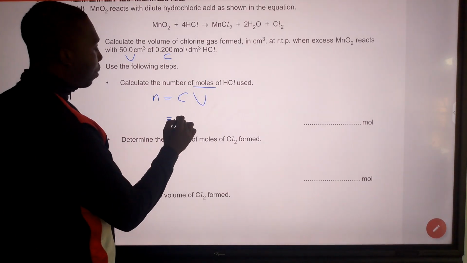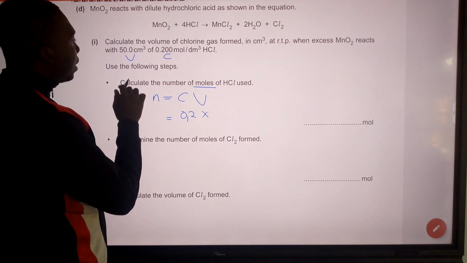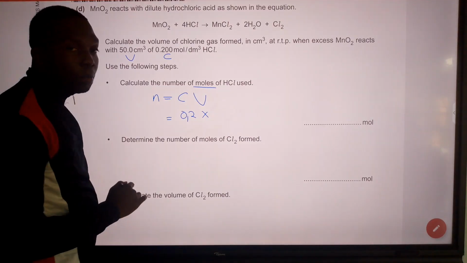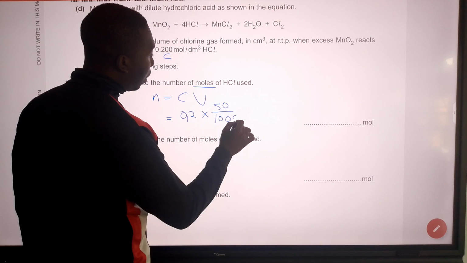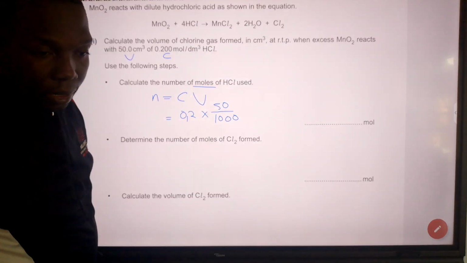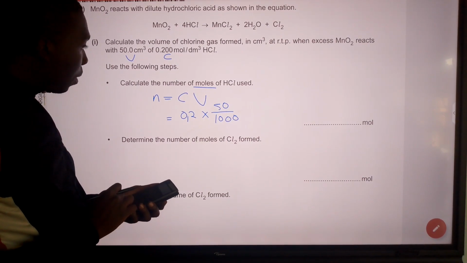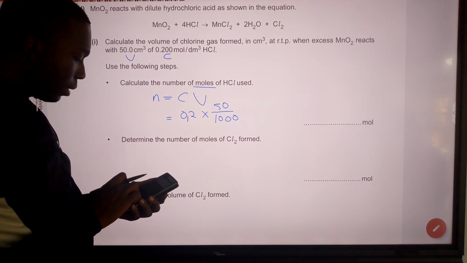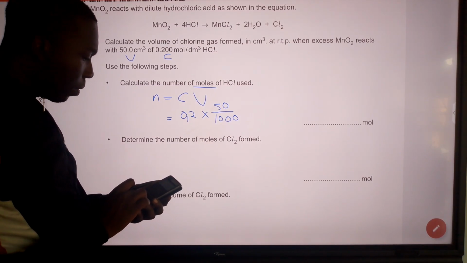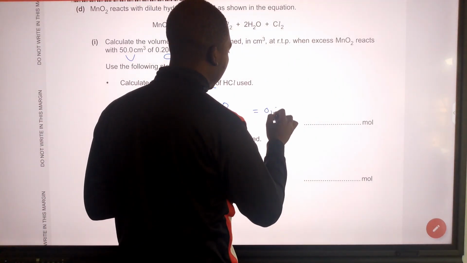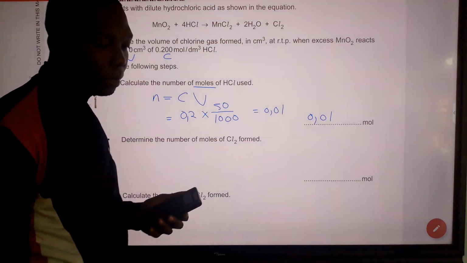So we are going to take our concentration, which is 0.2, multiplied by our volume. In order to convert our volume to cubic decimeters, we divide by 1000. So it is going to be multiplied by 50 over 1000. If you compute this, we're going to get 0.2 multiplied by 50 over 1000. We get 0.01. So this is 0.01 moles. So this is the number of moles.